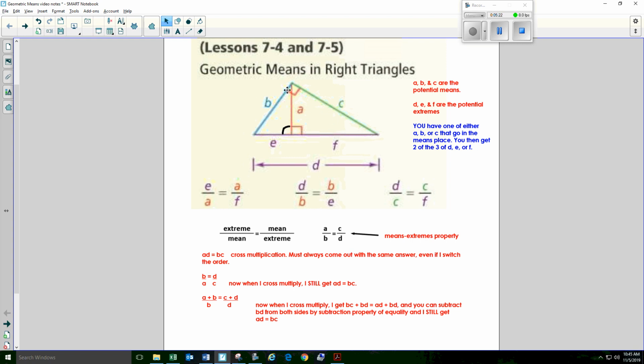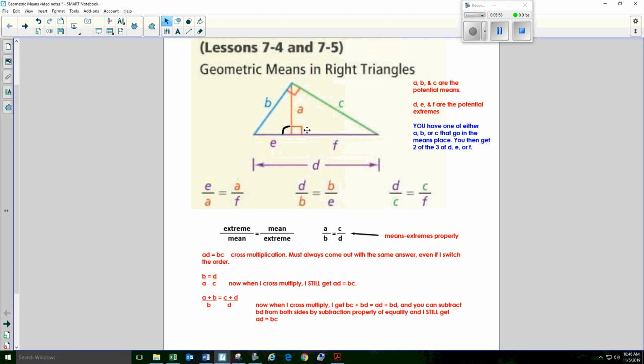They're going to give you some of these numbers and you have to calculate the others. Up here, these three are your potential means. A, B, and C are the potential means. That means you're going to have one of these that you are solving for or given already. Not more than one, it'll just be one that you'll be looking for at a time. Notice that potential means go in the mean spot. Here's the mean spot. So I either have A as my means, or I have B as my means in this proportion, or I have C as my means. That's it.